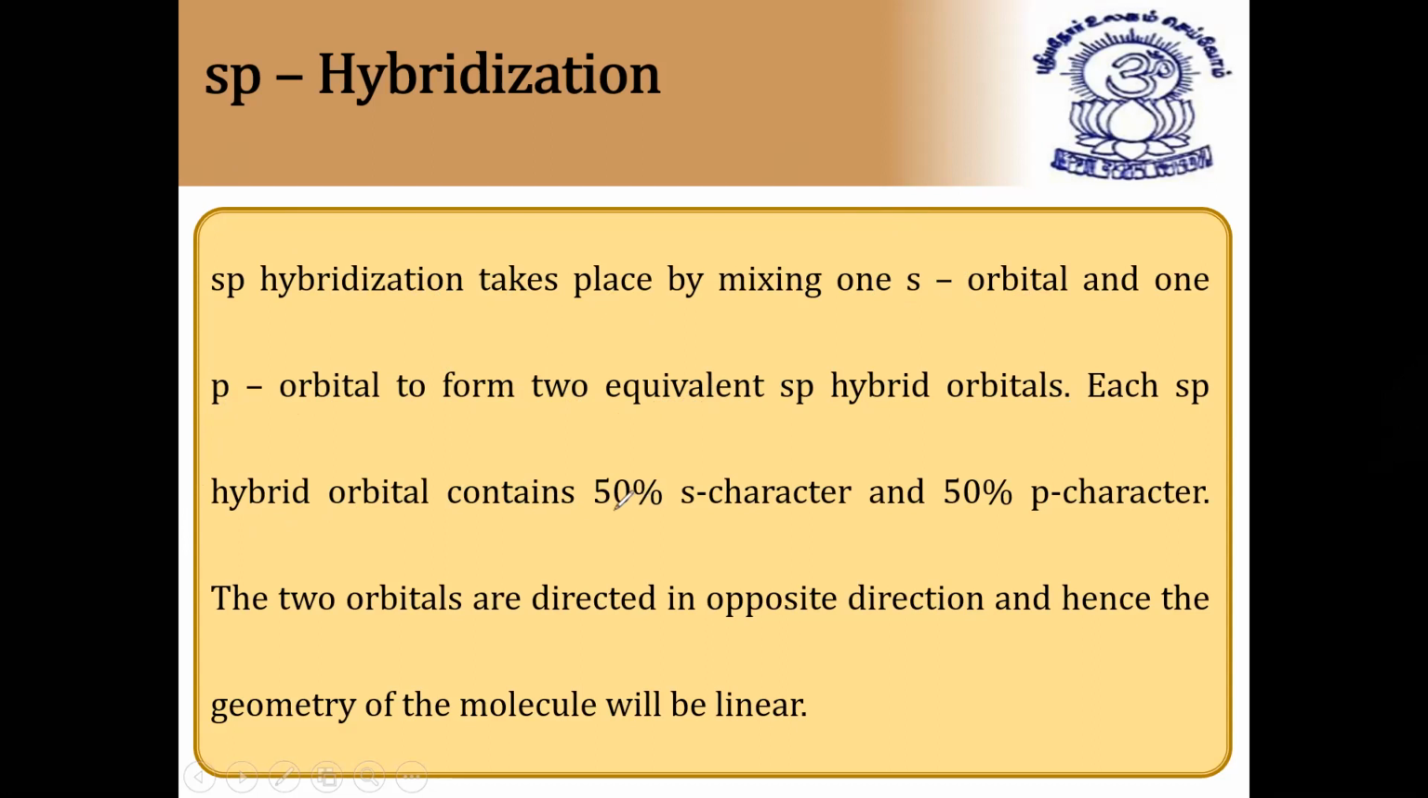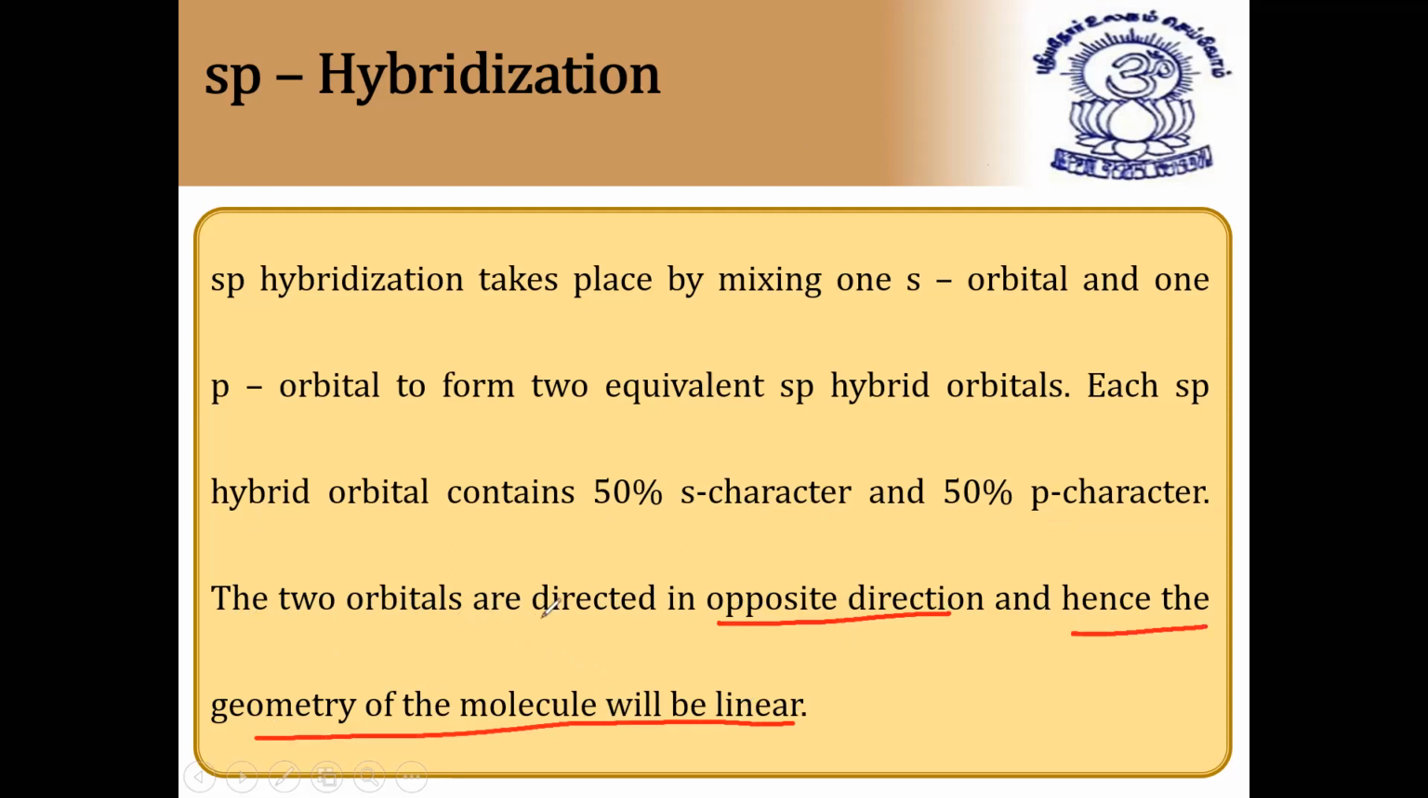Each sp hybrid orbital contains 50% s character. This is important for objective questions. So in sp hybridization, it has 50% s character and 50% p character, and the two orbitals are directed in opposite directions, and hence the geometry of the molecule will be linear. So by means of sp hybridization, we can determine the shape of the molecule also.